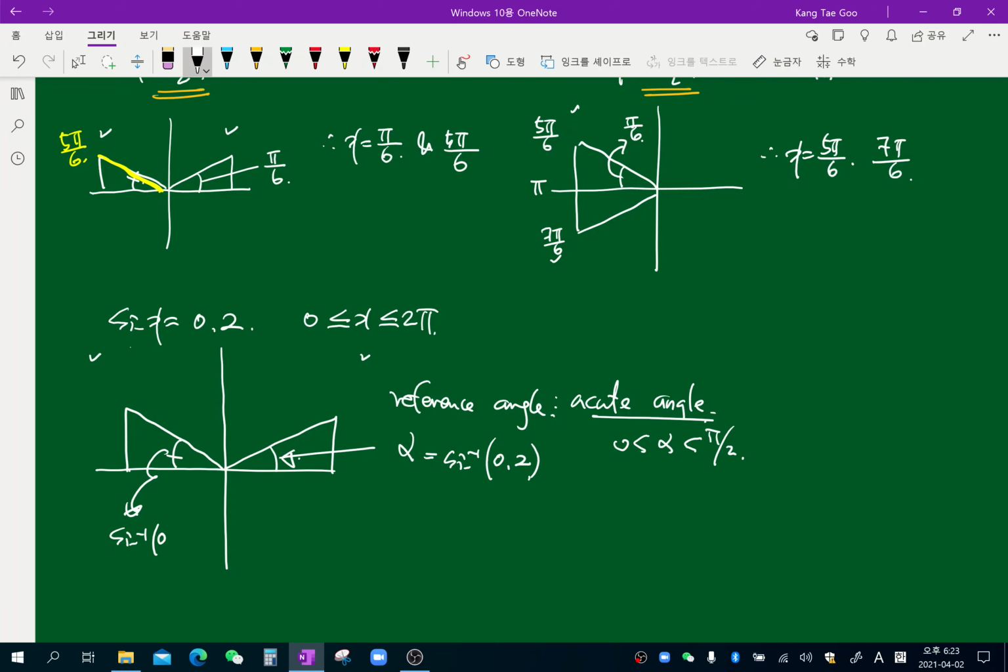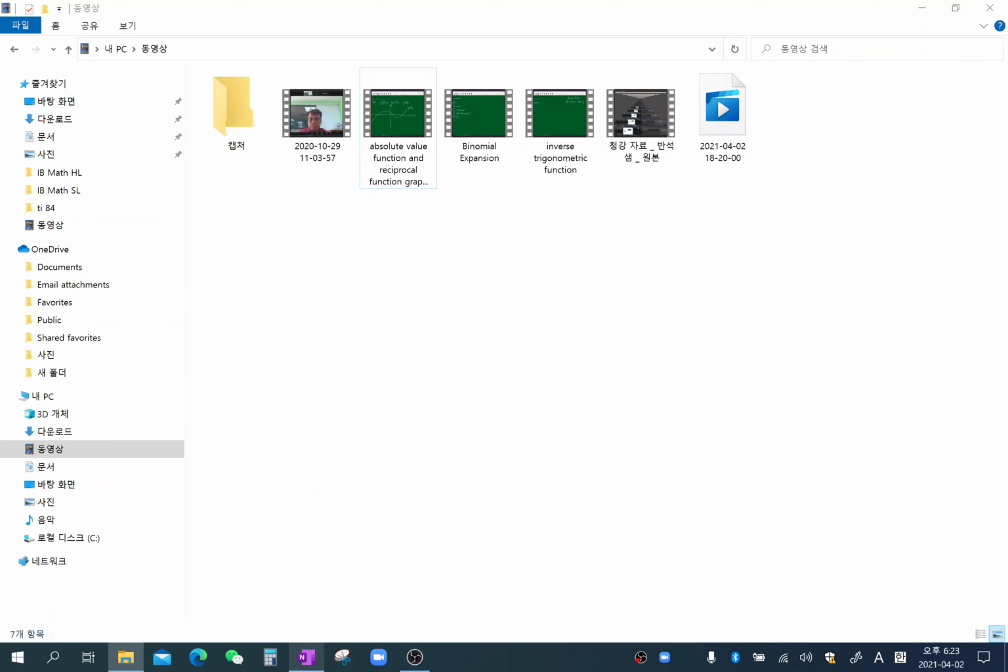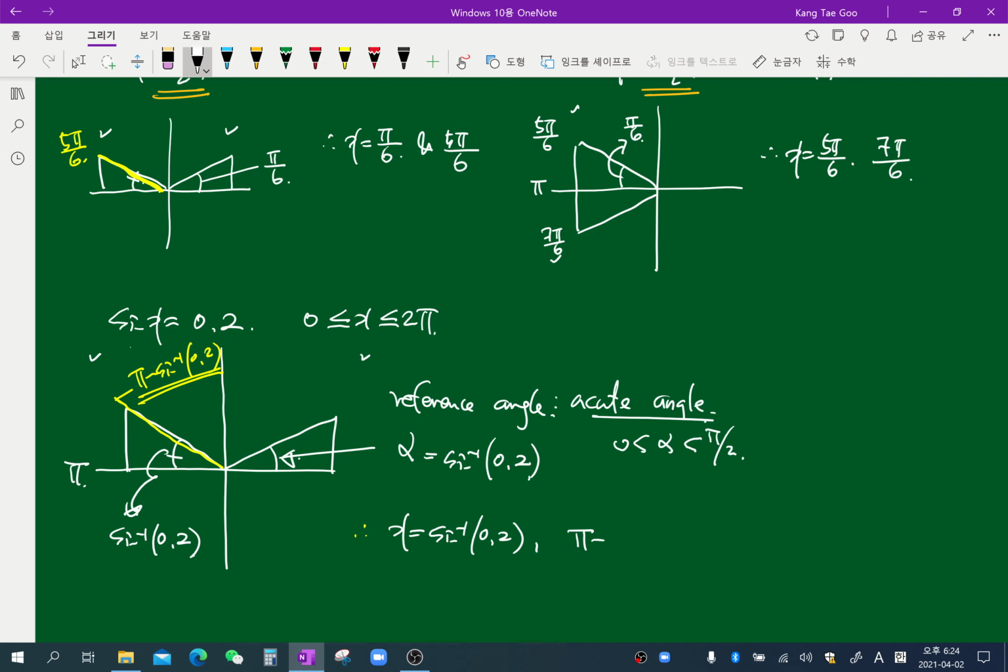Okay, reconnected. Sine inverse 0.2. And then here the radian is pi, so that we can read this terminal like pi minus sine inverse 0.2, right? So the answer goes to sine inverse 0.2 and pi minus sine inverse 0.2. Those two are the answers. Am I right?